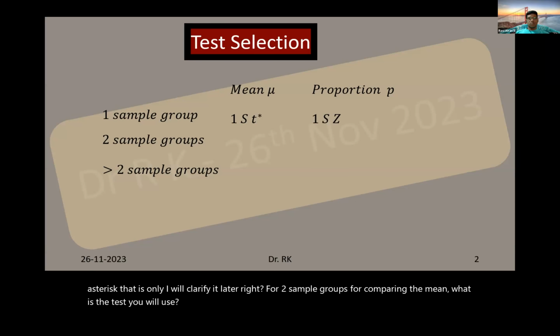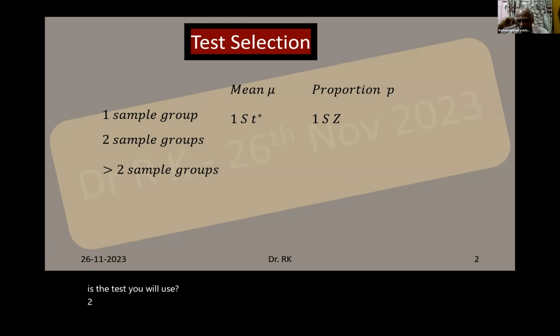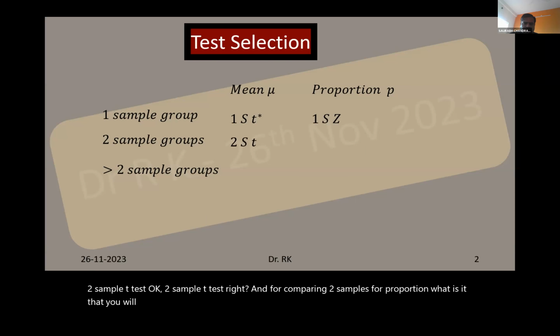Two sample t-test. Okay, 2 sample t-test. Right? And for comparing 2 samples for proportion, what is the test you will use? Two sample Z test.